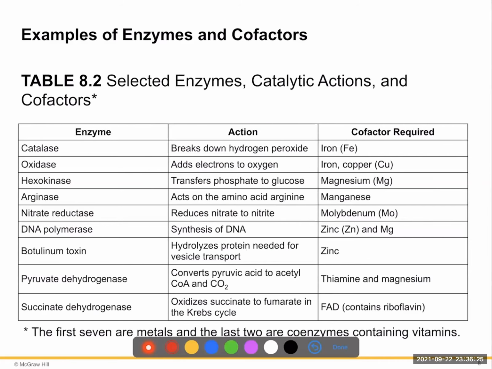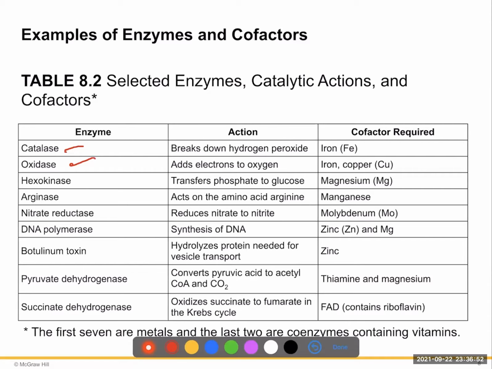Different catalysts and their actions. Catalase. It breaks down hydrogen peroxide. Hydrogen peroxide is toxic to the body. The cofactor required is iron. Oxidase adds electrons to oxygen. It allows the electron transport chain to function to produce ATP. We'll go over that in this chapter. Iron, copper are required for oxidases to work.